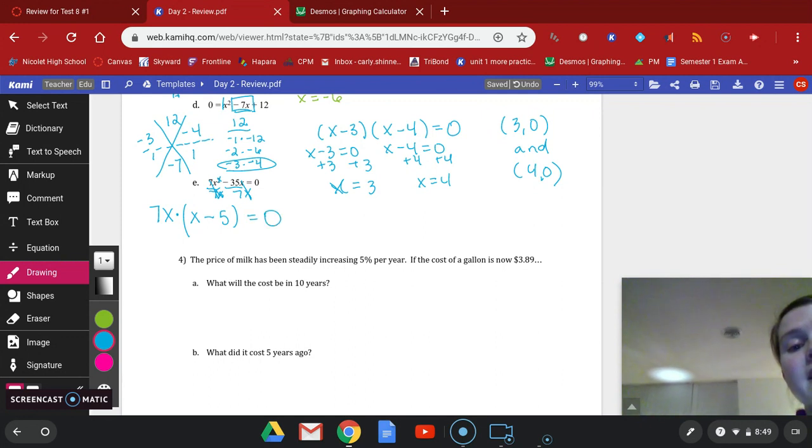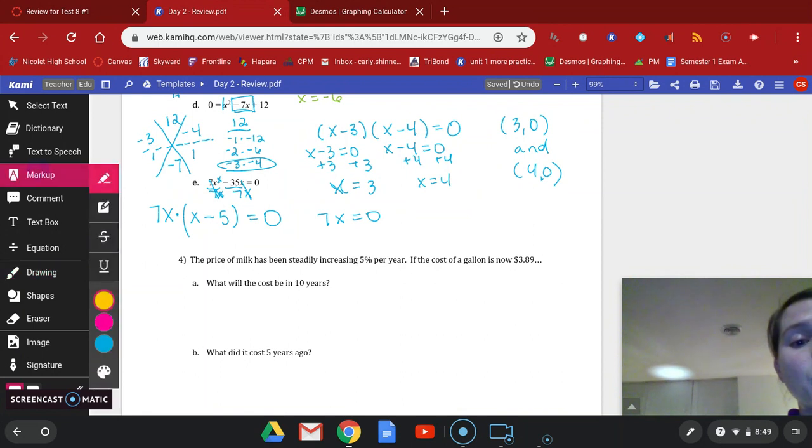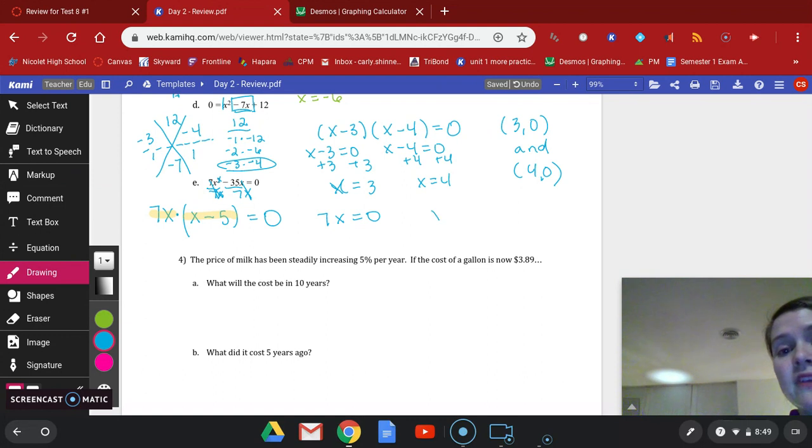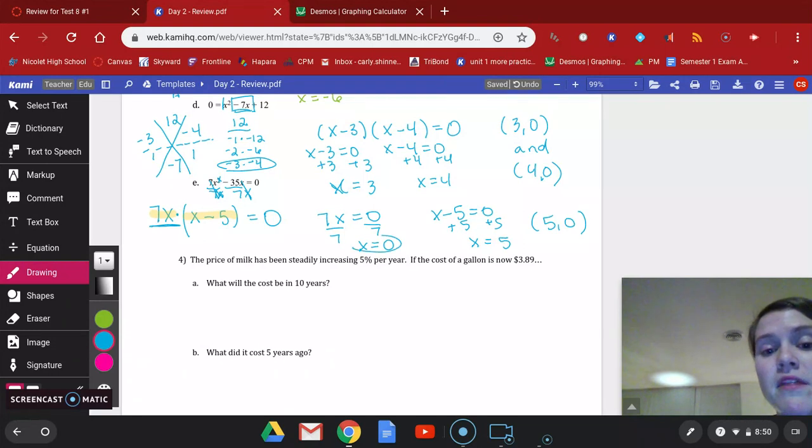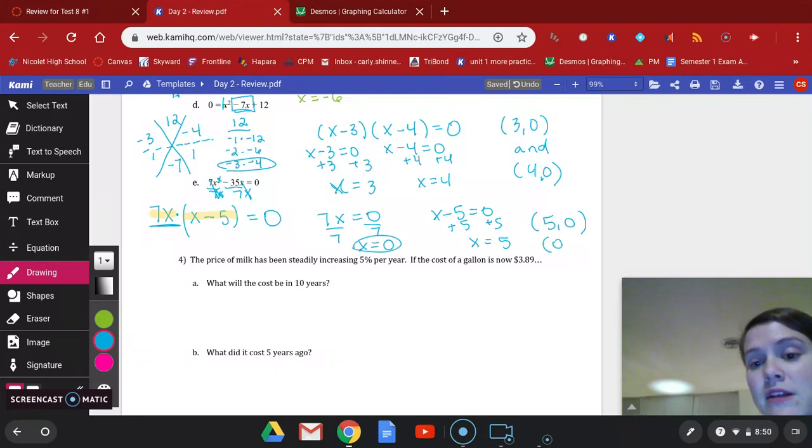So I'm going to set this equal to 0 and I'm going to use the same process, right? I need one of these factors to equal 0. So it's either got to be 7x or x minus 5. Opposite of -5 is a +5. So it's (5, 0). And then this one looks a little different. But anytime you have just an x all by itself, that is going to be x equals 0, right? So yeah, dividing by 7, 0 divided by 7 gives me 0.